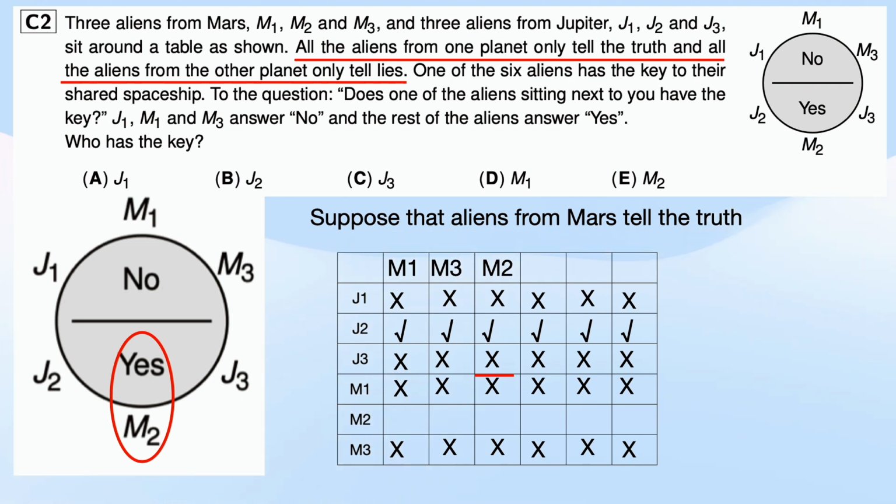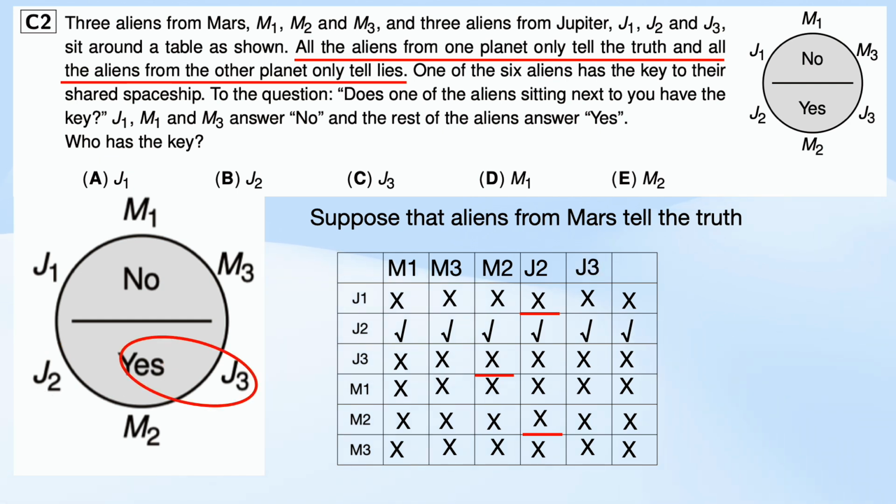So J2 is from Jupiter and lies. He says yes, which actually means no. So that means M2 and J1 do not have the key, which fits everything we have found so far. Let's look at J3. It's also a Jupiter alien, and he said yes, which means actually no. That means M2 and M3 do not have the key. And again, this matches previous information.